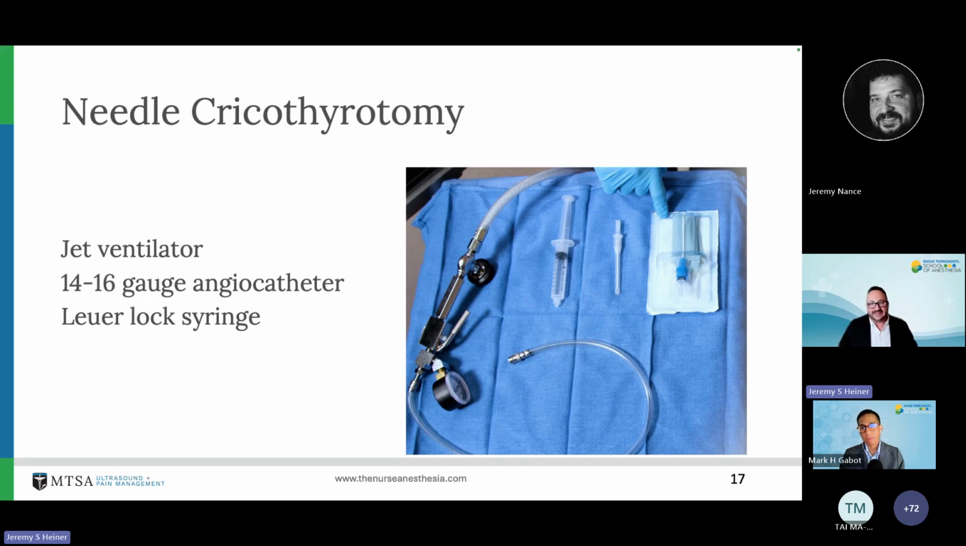The second thing is once you get that large bore catheter in the airway, even though it's a large bore catheter, it's still a very, very small lumen.